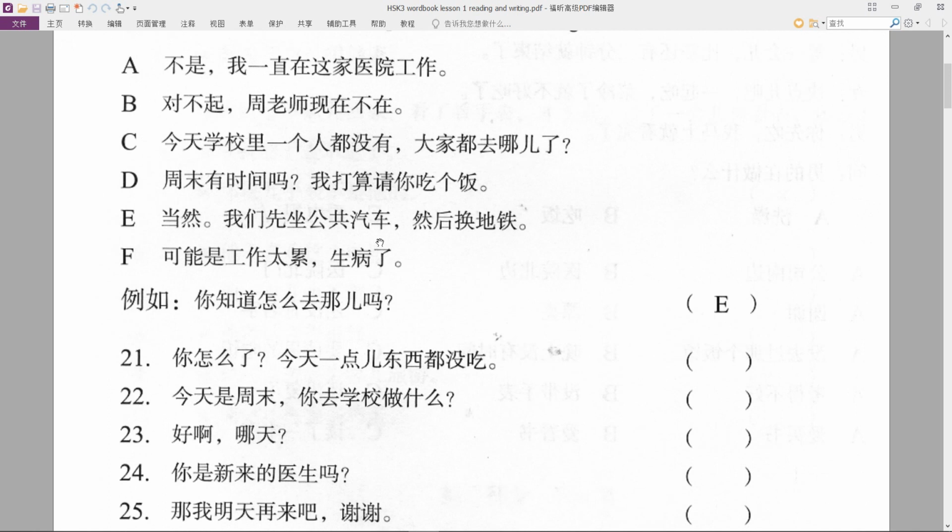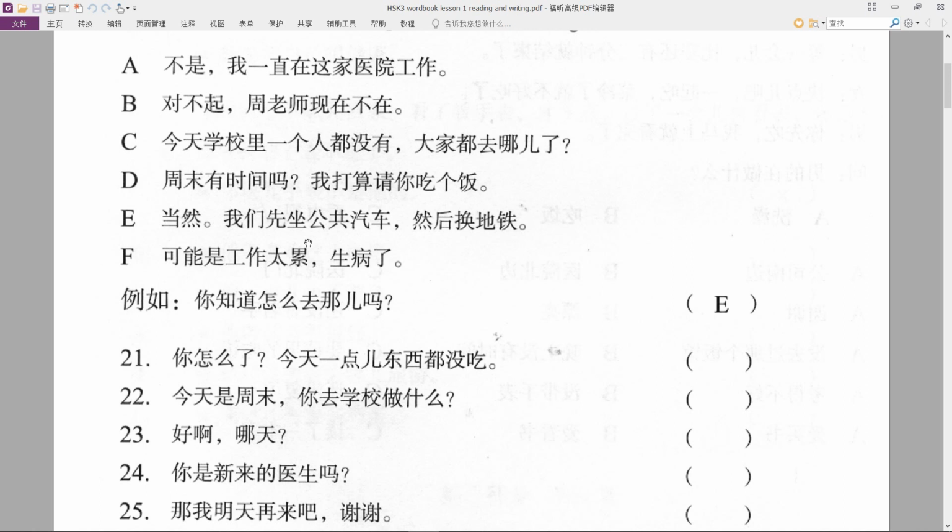D, 周末有时间吗? 周末, weekend. 有时间, have time, 吗 is a question particle. So: do you have time at the weekend? 我打算请你吃个饭. 我打算, I plan. 请你, invite you. 吃饭 is probably easiest to read as have a meal, and we can put a 个 between 吃 and 饭. 个 is a measure word, so we can say 吃一个饭, which is also clearer. It just means we have one meal. Sometimes in spoken Chinese we say that. So: I want to invite you to have a meal.